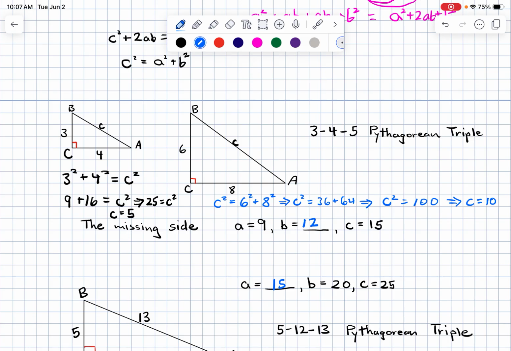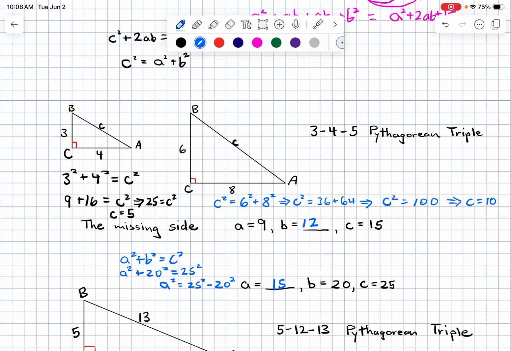Now you don't have to do it this way. You could say, well, I know that A squared plus B squared equals C squared. And then you can put in 20 squared, equals 25 squared, and then I have A squared here. And then you can just solve. A squared equals 25 squared minus 20 squared. And then you could work it out that way as well. You don't have to recognize the triple. It's just a little shortcut.